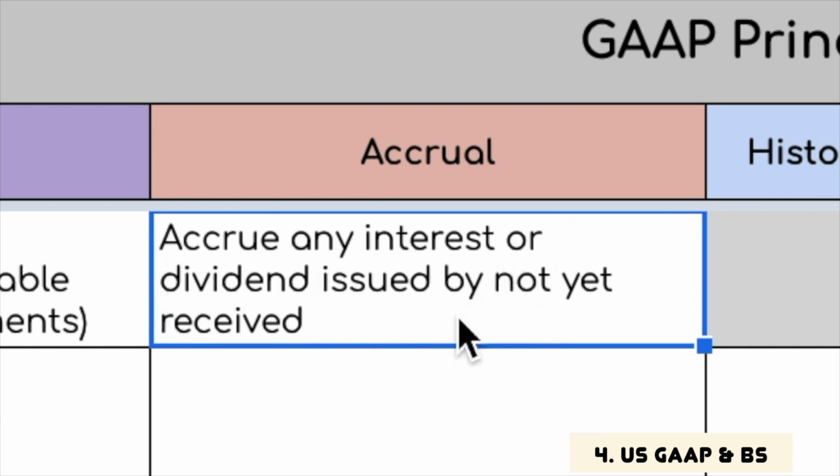The accrual principle here, an example is accrue any interest or dividend issued but not yet received. And so if any of your investments is issuing you an interest or dividend as a return on your investment, and you haven't yet received the actual cash, but it's actually earned during the month, you need to be able to record that as a receivable. So that's the principle of accrual here.